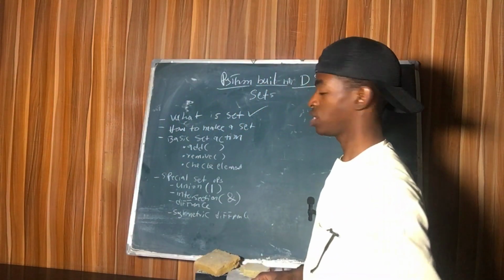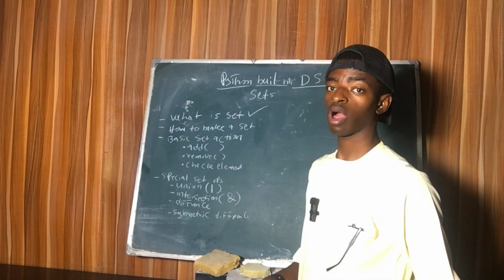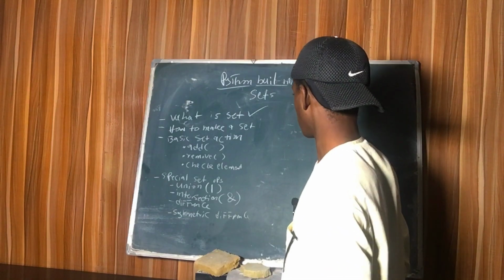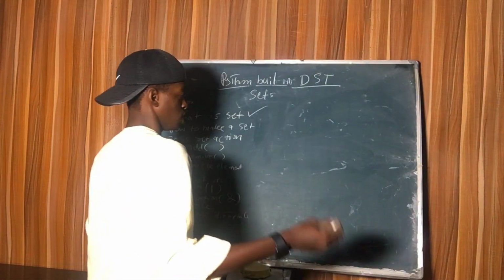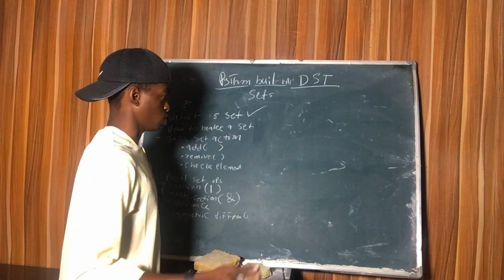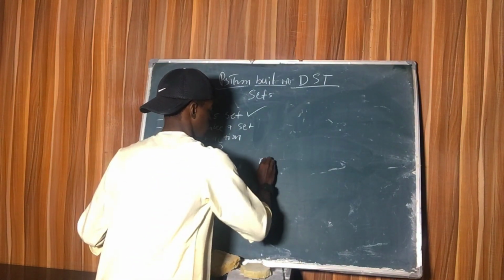Let's move on to see how we are going to create a set, or how do we make a set. Making a set is easy. The first thing you have to do is name your set. What am I going to name it? Let me call my set numbers.